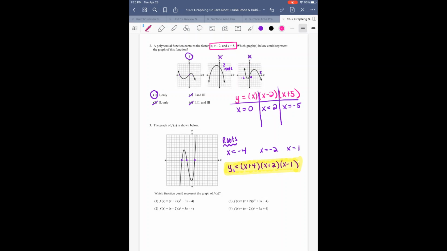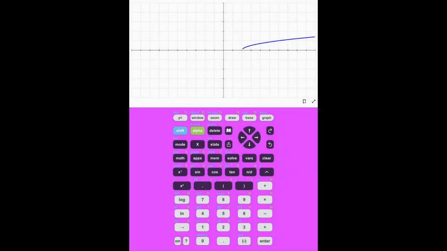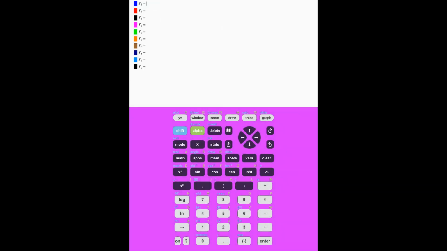Similarly to one of the prior questions, we're going to put each of these choices into y2, and we're going to see which one maps exactly on top of it. Okay, so when I do that, I'll show you an example just for 2 options. I just want you to see what's going to happen. I go into y equals. We have our highlighted function, x plus 4 times x plus 2 times x minus 1.